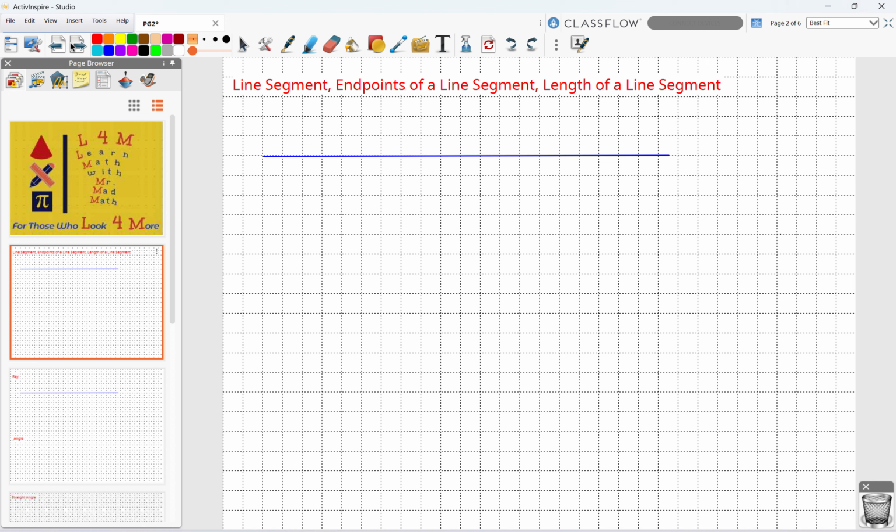Let's continue with line segment here. As I told you in the first video, I will not go over all basic elements of geometry. I decided to continue with line segment here.